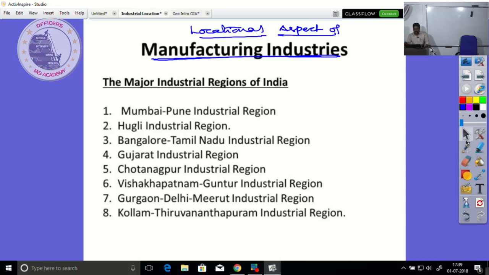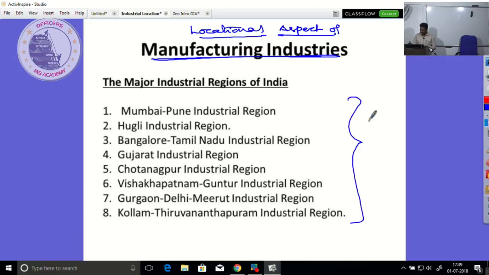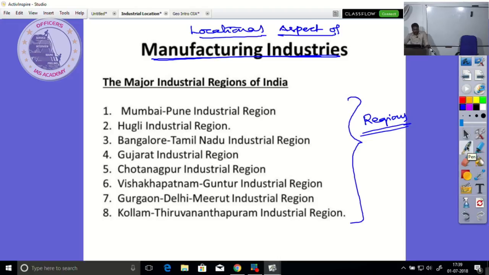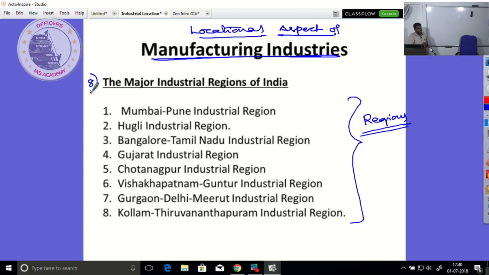Now again, different types of manufacturing industries are there. Before talking about the different types, let us have an idea about the industrial regions in India, where you have the industrial clusters in India, that we'll have a look. Now, when I talk about the major industrial regions in India, totally we have 8 places where we have the concentrated location of industries. Like a region or a belt, these industries are located in this particular region.